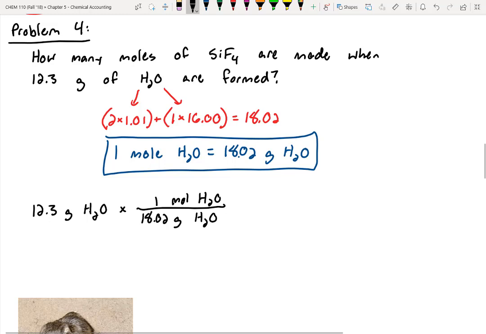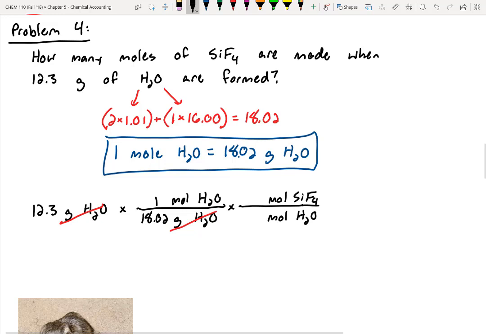And we've got 1 paired with our moles. This allows us to cancel out grams of water, and we're left with moles of water. However, we don't want moles of water. We want moles of silicon tetrafluoride, so we need to cancel out moles of water in our next step. So I'll cancel out moles of water by putting that on the bottom, leave moles of silicon tetrafluoride on top.